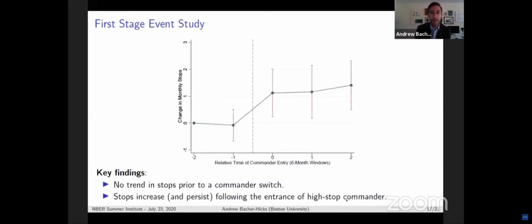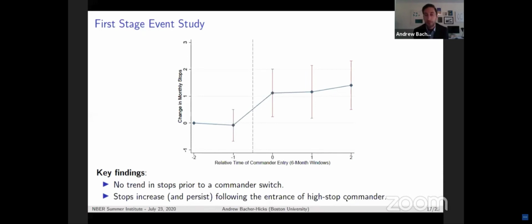Here's the event study. I won't spend much time on this, but it's almost the exact same picture that Natalie showed. So there's no trend prior to a commander switching within a precinct, but then once that commander switches, so that's in between time period -1 and 0, we see a sharp increase in the number of stops, and it corresponds to exactly the change that we would expect. And that's persistent across the first 18 months of a commander's tenure.